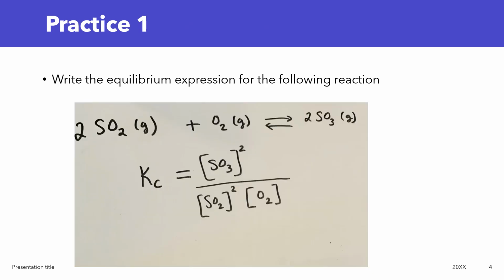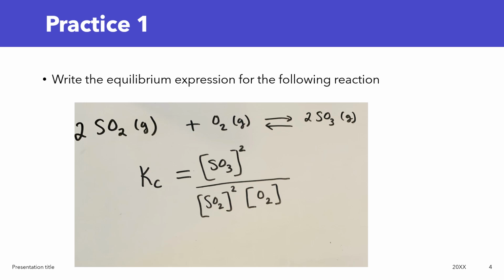Let's look at a practice together. Write the equilibrium expression for the following reaction. 2SO2 plus O2 equals 2SO3. So how do you calculate the equilibrium constant, Kc? So again, we use the formula that we just talked about. You multiply the concentrations of all the products. In this case, we only have one product, which is SO3. And then you have to raise it to which power in this case?